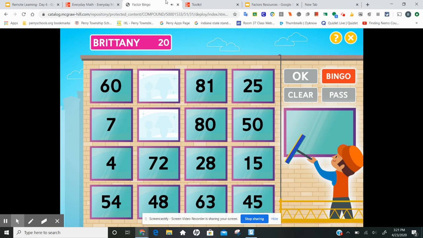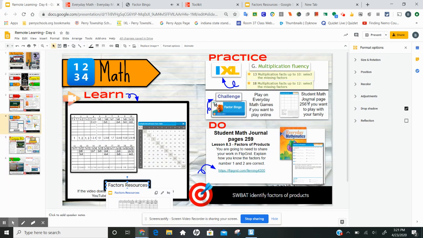For even added bonus, you can practice this on IXL. There are multiplication facts up to 10, selecting the missing factors. So again, you have to really understand those fact families to help you with this. This is another way to get used to practicing and understanding what factors are.